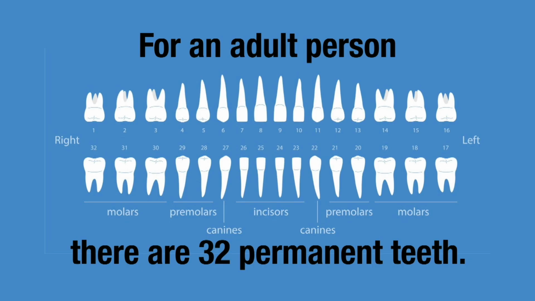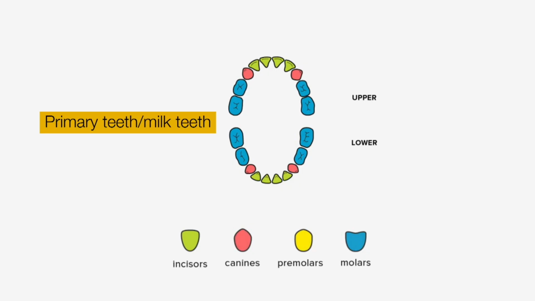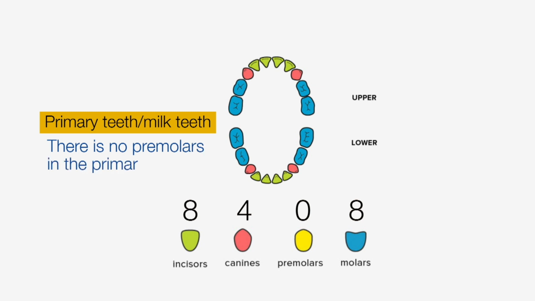Yes. So we have already said that in an adult person there are 32 permanent teeth. With small children, the primary teeth of the infants, which is the milk teeth, they have 8 incisors, 4 canines and 8 molars. So for a baby, they have 8 incisors, 4 canines and 8 molars, but premolars are absent in the primary teeth set.